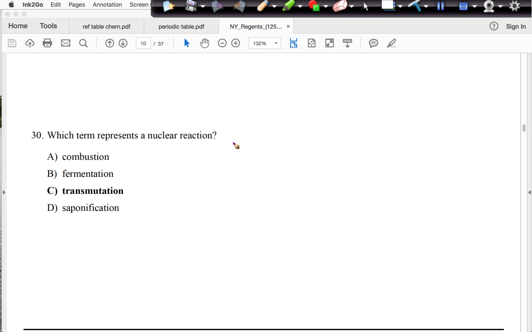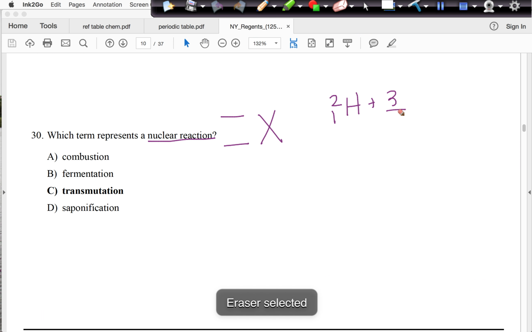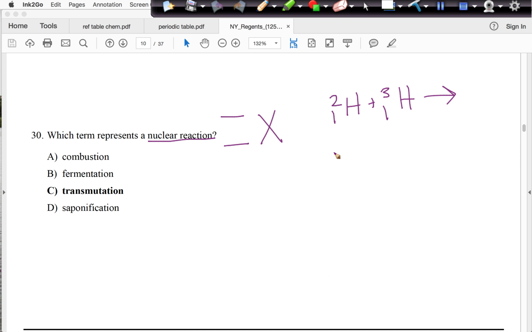So which term represents a nuclear reaction? Remember that nuclear reactions usually show, if we have our symbols, a mass number and an atomic number. So maybe it would be like 2 over 1 H plus 3 over 1 H, or maybe it would say something like Fr 220 and then an arrow, but you're always going to see these numbers.